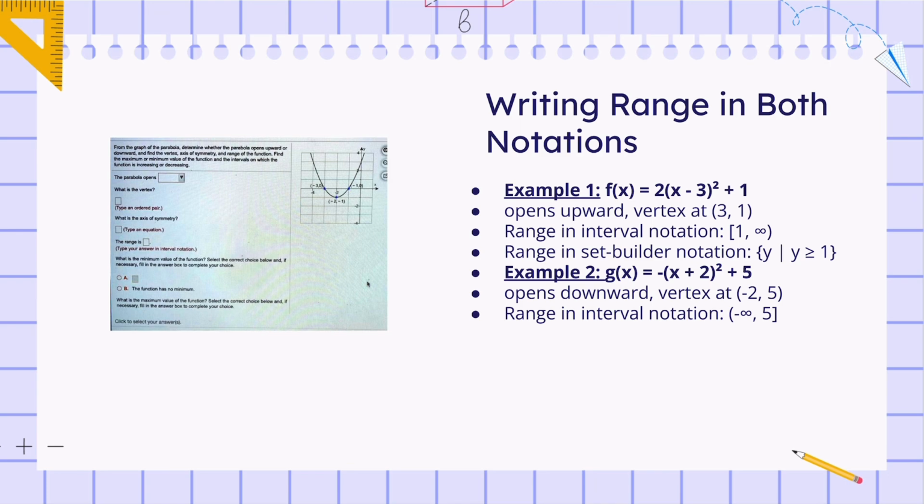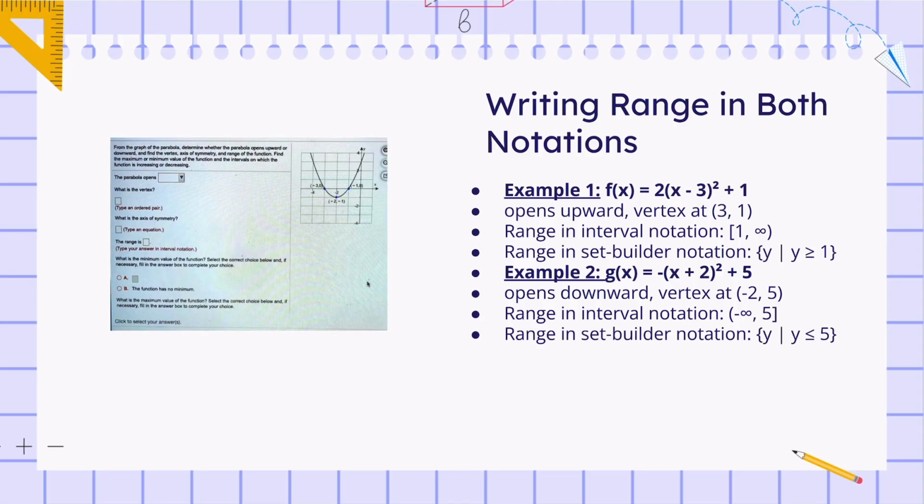But that's not an included point because you can't actually locate negative infinity on a graph. It's continuous, so we put a round bracket around it. And then the maximum value, 5, would be an actual included point, right? It's the point or the coordinate of the vertex, so we're placing a square bracket.